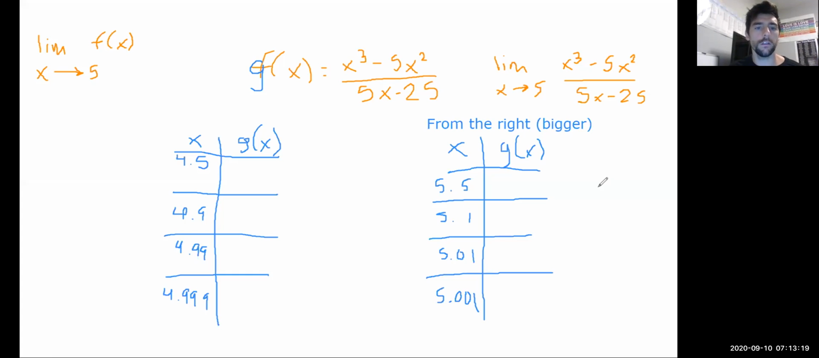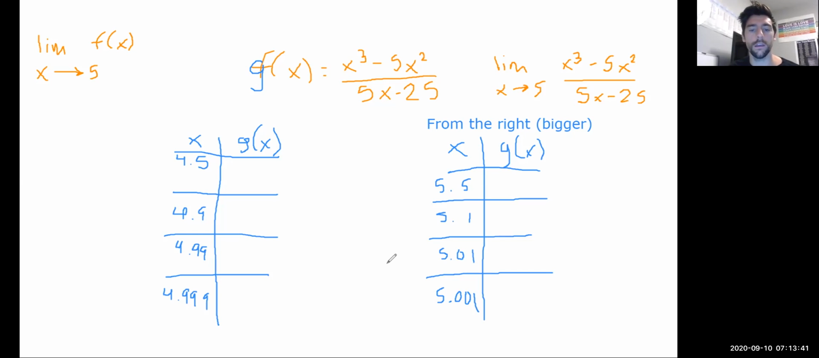All right, so I set up the table I'm going to use to analyze this function. I changed it to g of x because it was g of x on Desmos. Now you can imagine if I plug in 4.5 to this, 4.5 to the third minus 5, quantity 4.5 squared, and then divided by 5 times 4.5 minus 25, it's going to be a pain. I would never do it by hand. It's even going to be a pain to plug into your calculator.